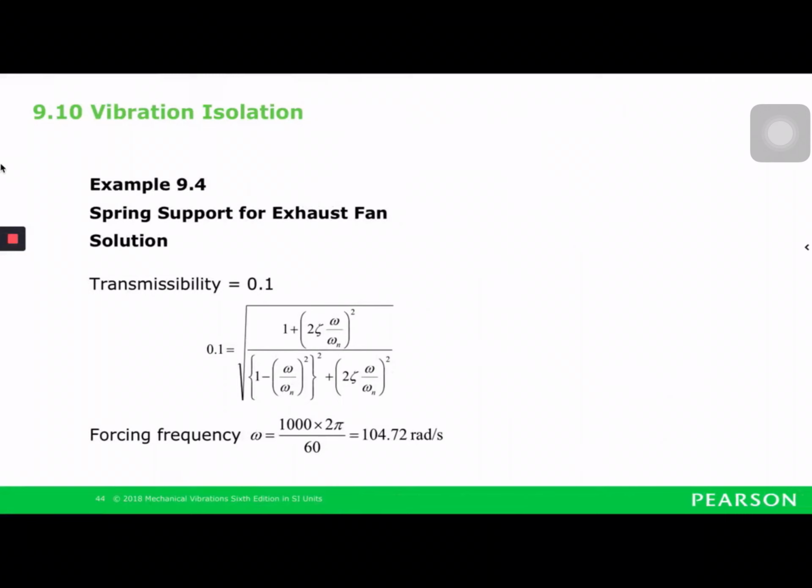So basically here we want the transmissibility to be 0.1. Based on the transmissibility equation, we put 0.1 there. We can also determine the forcing frequency, which is given to us as 1000 rpm, so we can put it as 104.72 radian per second. This time we do not consider the damping, so zeta can be 0. So we are only left with 1 over this equation over here.